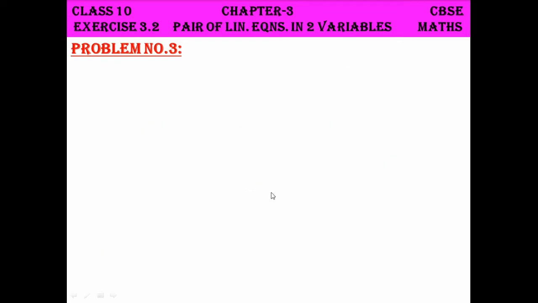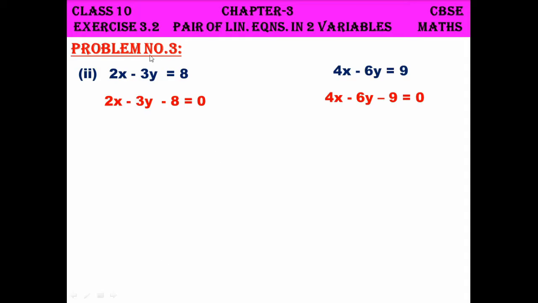Okay, now we'll move on to the second subdivision. In the second subdivision also the equations are not in standard form. So I have brought them to the standard form by taking the constants to the other side, right? Okay, now we'll write A1 equals 2, B1 equals minus 3, C1 equals minus 8, A2 equals 4, B2 equals minus 6 and C2 equals minus 9.